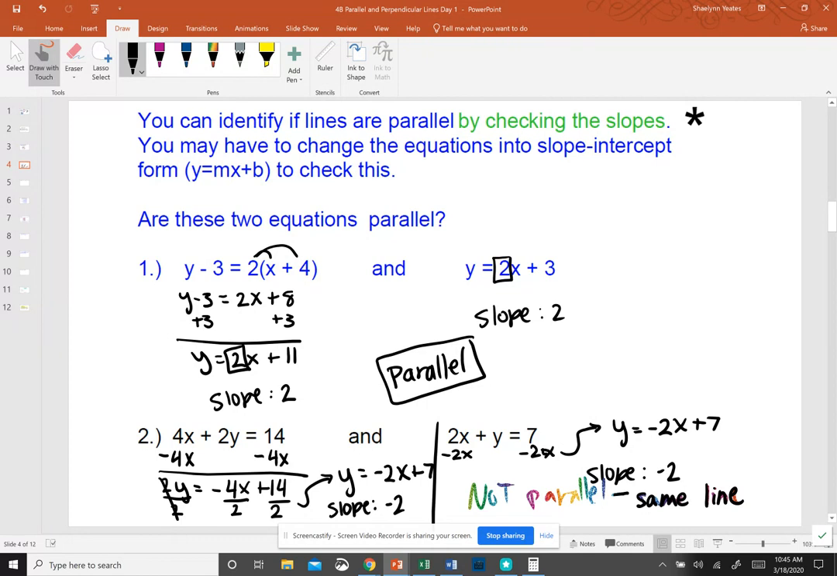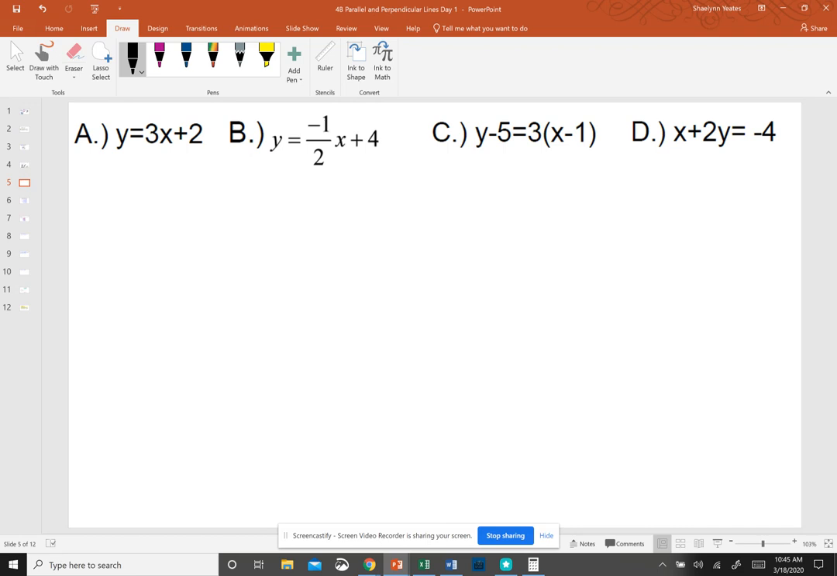Just really get that in. I copied over it with a pen that made more sense. So these two lines are not parallel, but those first two are. Even though they have the same slope in the second one, they also have the same y-intercept, which makes them the same line.